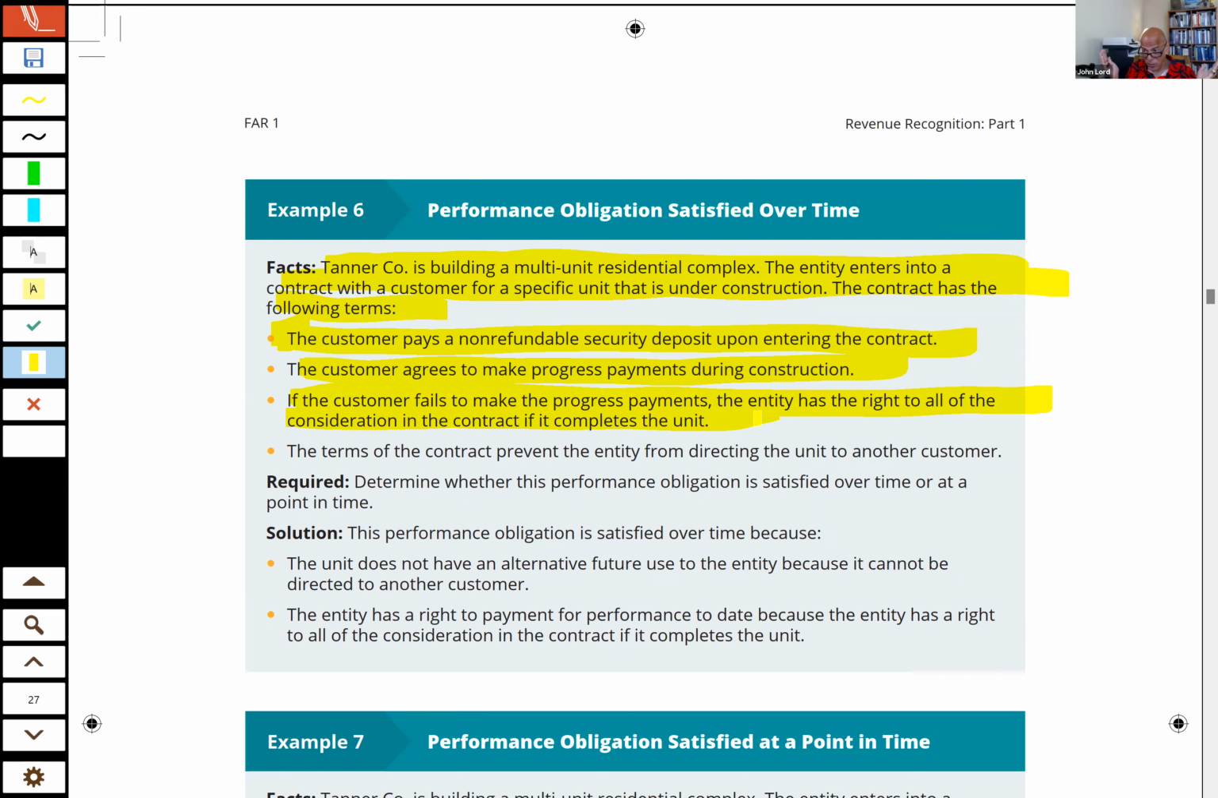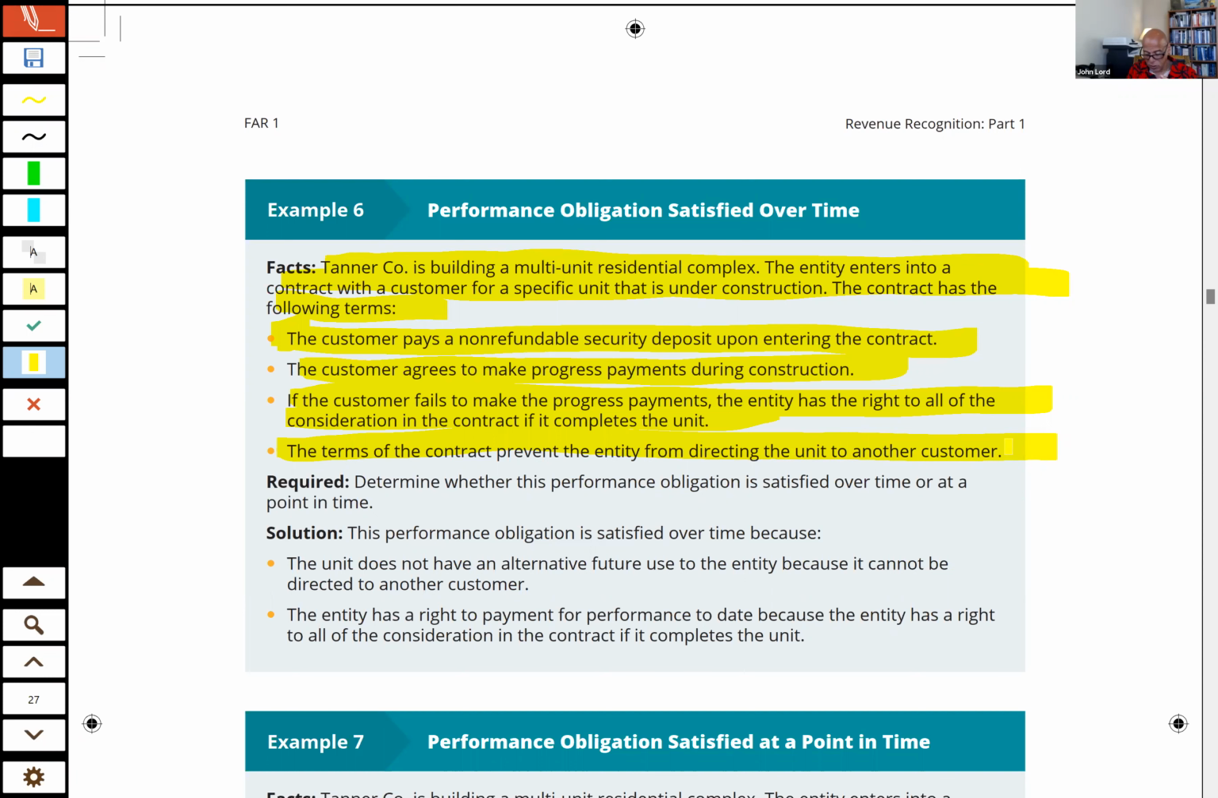And maybe the contractor would do that to say, well, I'm not getting paid, but I'm going to force this guy to pay me something to buy this house from me, right? Now they're going to take you to court and force you to pay them in this situation. And the terms of the contract prevent the entity from directing the unit to another customer. So it's not like if you don't pay them, they have the ability to sell that house to somebody else. It's your land, right? How's that going to work?